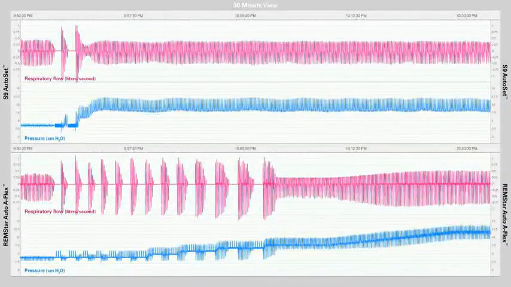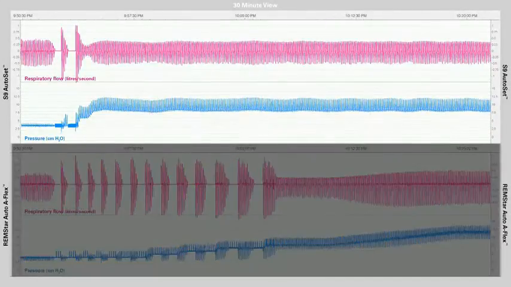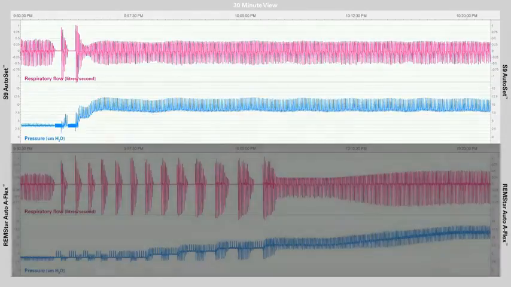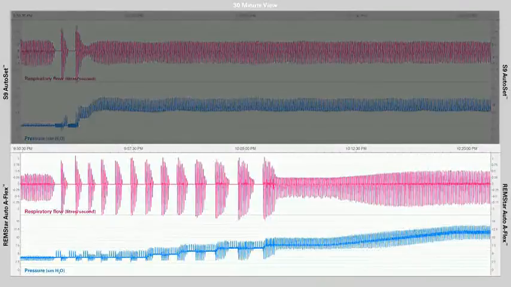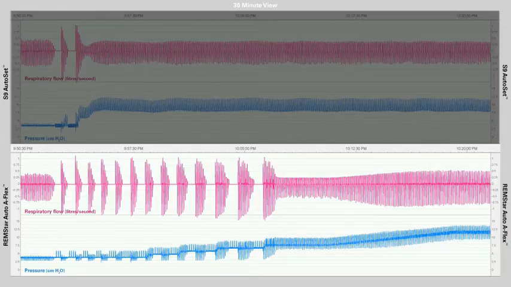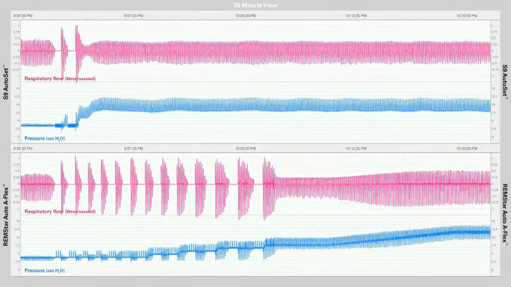To conclude, let's take an overall look at the respiratory flow and pressure traces for each device. The S9 AutoSet reached a final treatment pressure of 12.5 centimeters within 3 minutes of the patient's first apnea. RemStar Auto reached a final treatment pressure of 14 centimeters approximately 25 minutes after the patient's first apnea. The S9 patient experienced only 2 apneas, while the RemStar Auto patient experienced a total of 13 apneas.